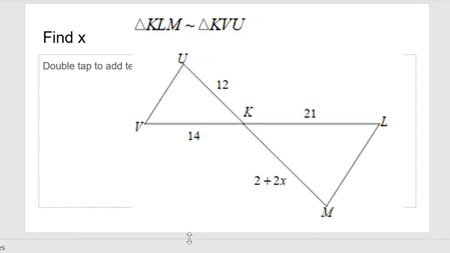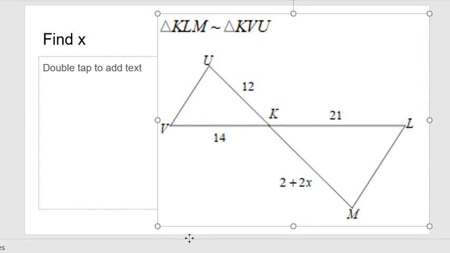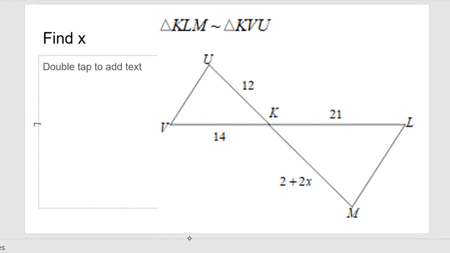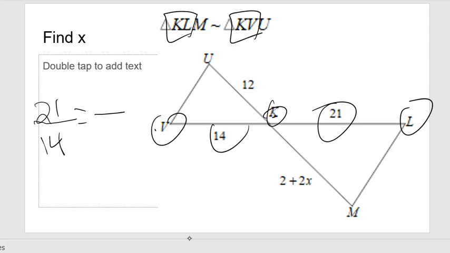Alright, last problem. In this one, you pick a random one. Let's do 21. 21 goes here. 21 is between K and L. K and L are the first and second letters. K and V, K and V is right here, so 14. That means 2 plus 2x has to go on top because that's where 21 went. These have to be on the same side.